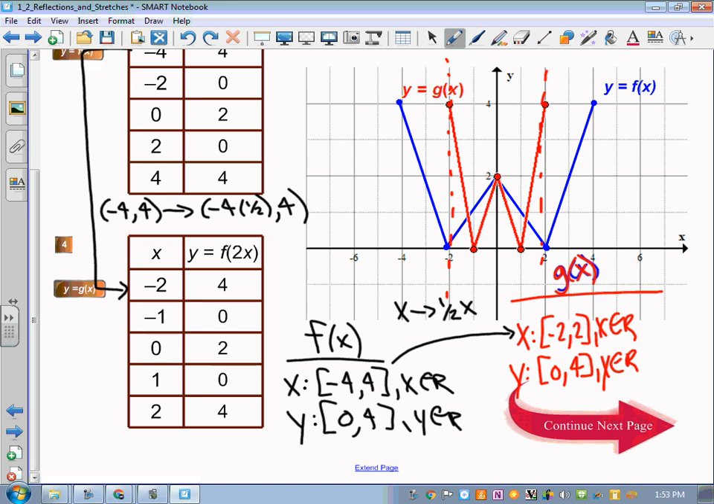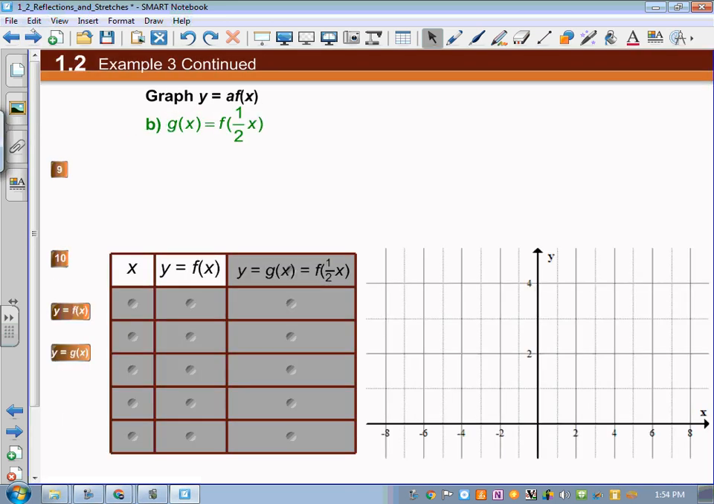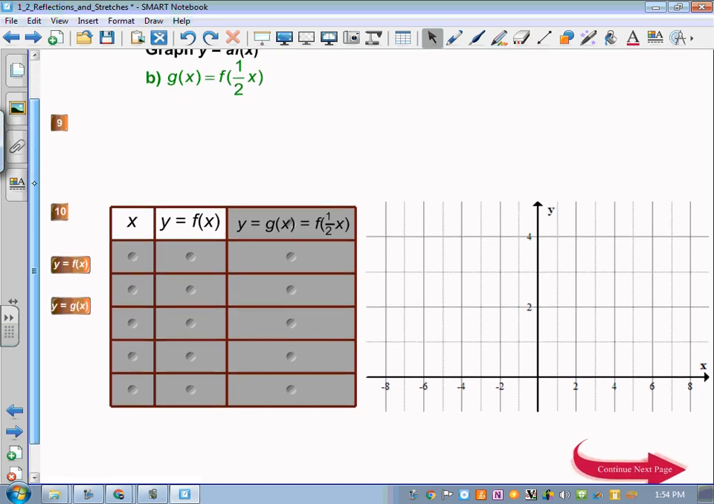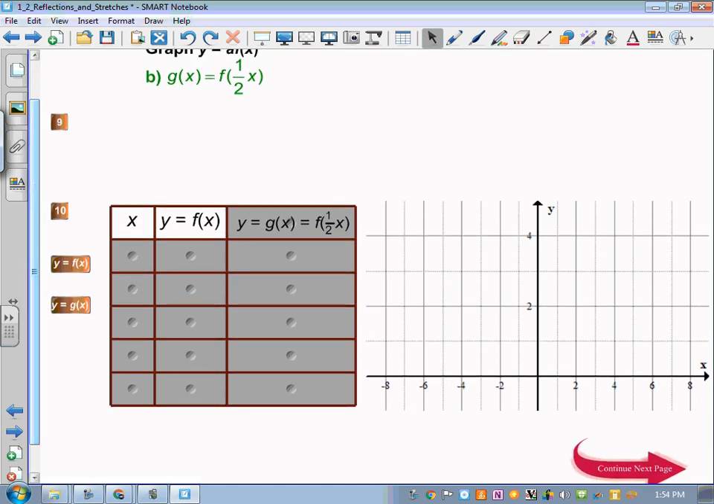And because that happens to all the coordinates, we can look at how that happens to the endpoints of our domain as well. All right, the next one here is when they put a fraction inside there. And it's really important that we approach this the exact same way. I'm going to say that the b parameter is 1/2.